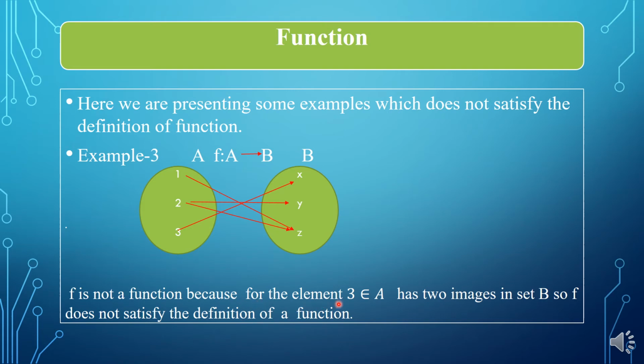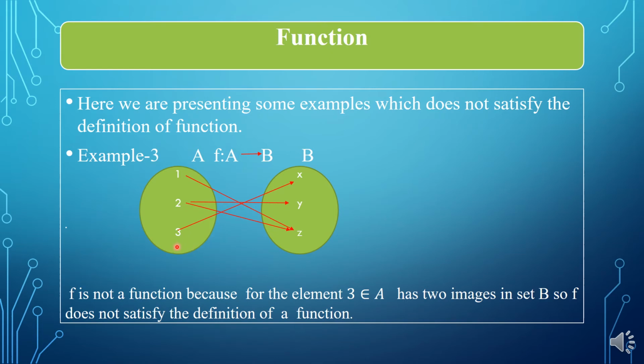f is not a function because the element 2 belonging to A has two images in set B. So it does not satisfy the definition of a function. So look here, 2 has two images, and what is our definition? Every element in set A has exactly one image in set B.